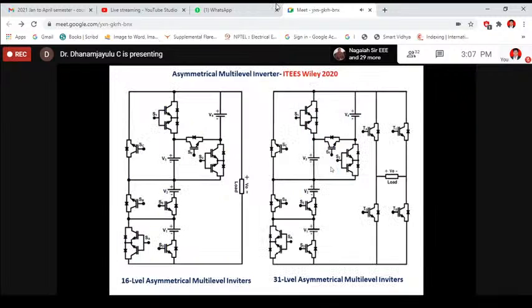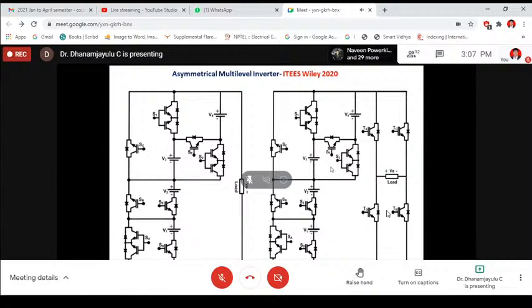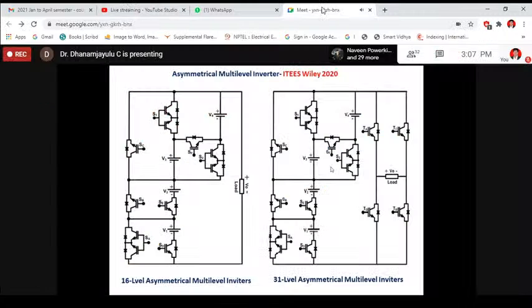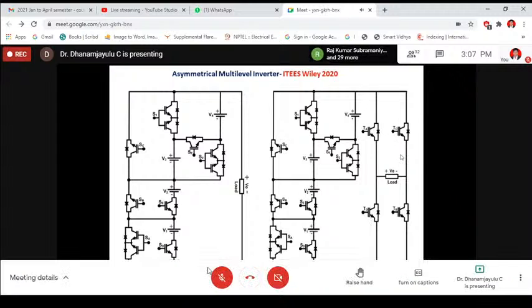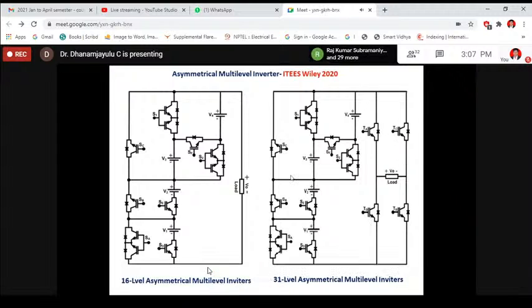This has been published in Wiley Journal recently. As I said here, see that this is the proposed developed MLI. Here, this is the HBridge inverter. This is the basic 16 level asymmetrical multilevel inverter. Here I have considered 3 DC sources, by employing 5 unidirectional switches. We are able to generate 16 positive levels. So this circuit will give only 16 positive levels.